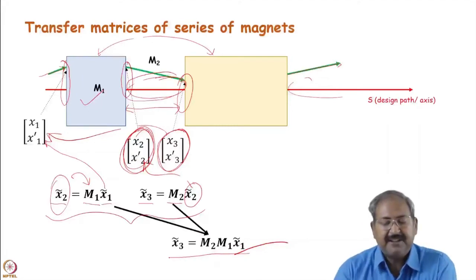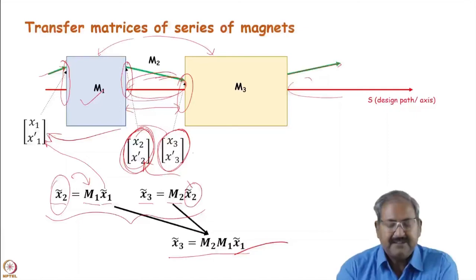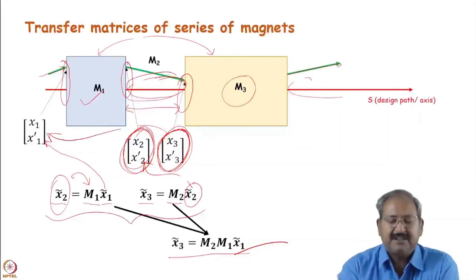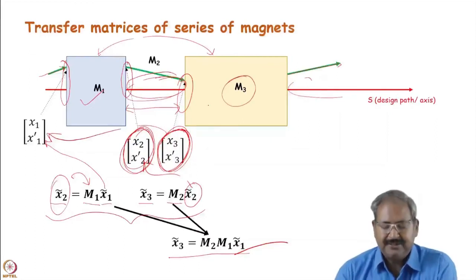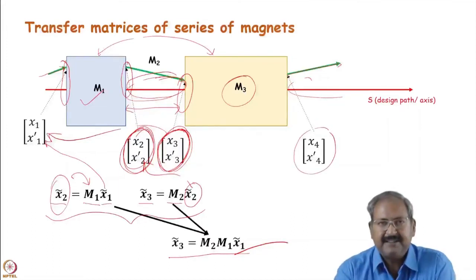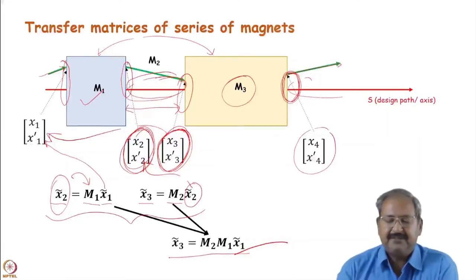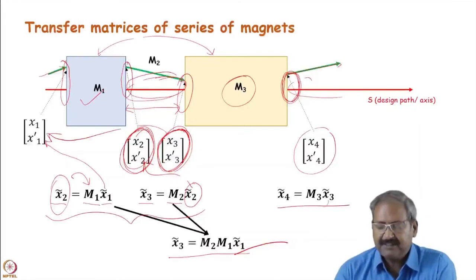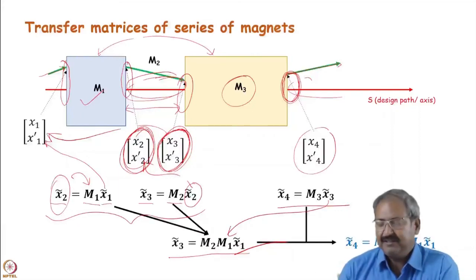Now this is the second magnetic element. For this, x3 and x3 prime, this vector is known to us, and this becomes the initial condition for this magnet. And we know the transfer matrix M3 for this magnet. So now we can get x4 and x4 prime, meaning the coordinates of the trajectory at the exit of this optics. So this will be x4 is equal to M3 x3. In place of x3, we can put this relation. So we get x4 is equal to M3 M2 M1 x1.